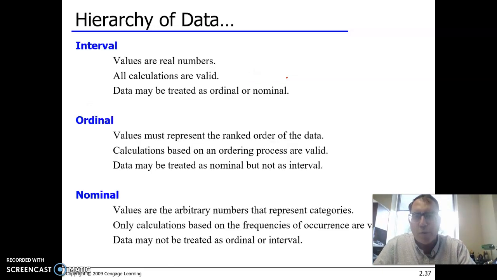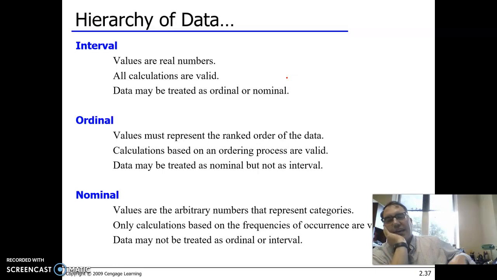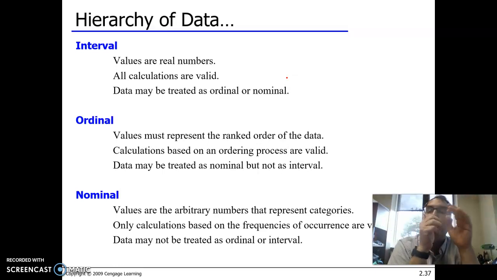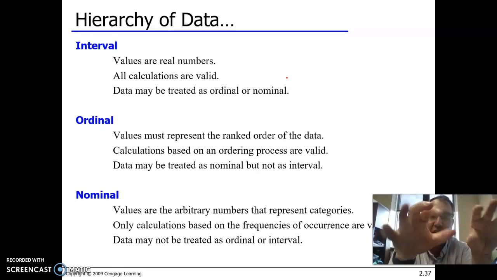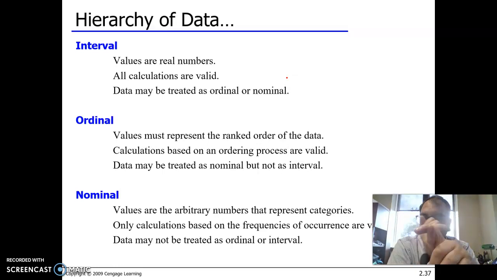I'm going to go to one more thing. So the hierarchy of data: interval, ordinal, or nominal. This was in the first video. We went through some homework about this. There'll be multiple choices on it. Identify data. If it's interval, real numbers, calculations are valid. We can go down the hierarchy. We can't go back up. Ordinal is categorical, but there's an implied rank. Nominal is categorical without an implied rank. Okay, so that's the hierarchy of data.